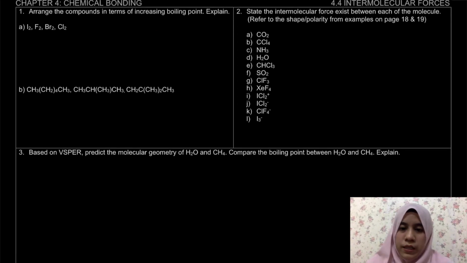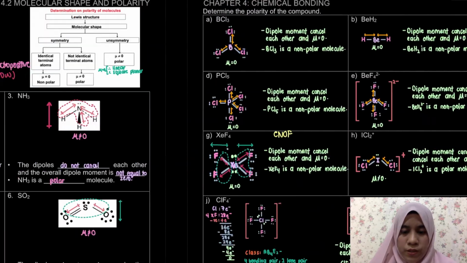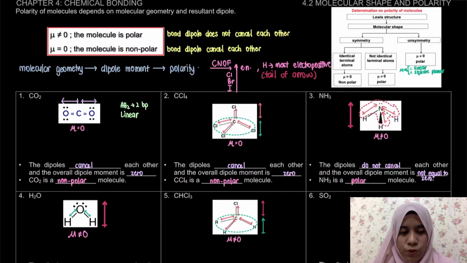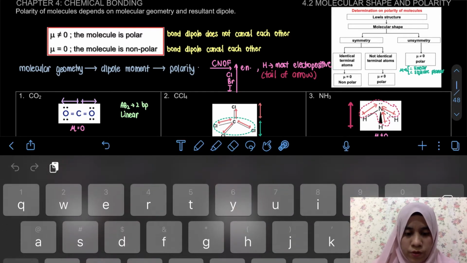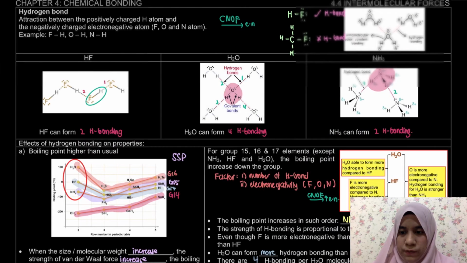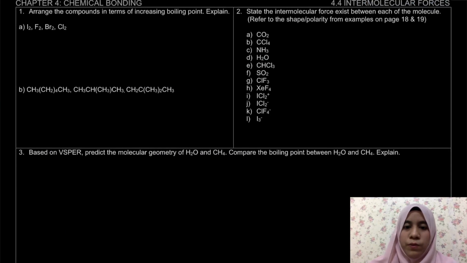Number 2, state the intermolecular force that exists between each of the molecules. So, here is actually the name of the molecule, but we have learned on pages 18 and 19, right? Okay, so please refer to this page. For example, our CO2. CO2 is a non-polar molecule. So, when it is a non-polar molecule, what is actually our force? Which page was it earlier? So, please refer. Is it polar or non-polar?